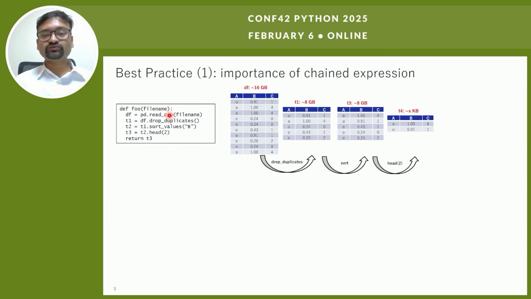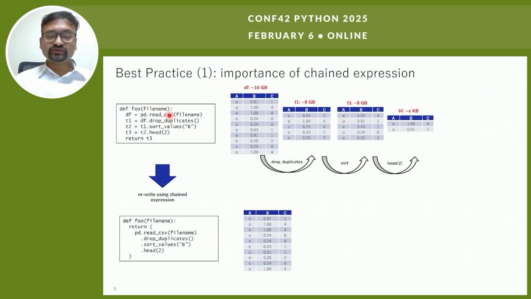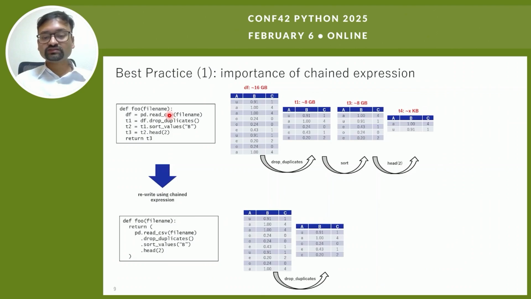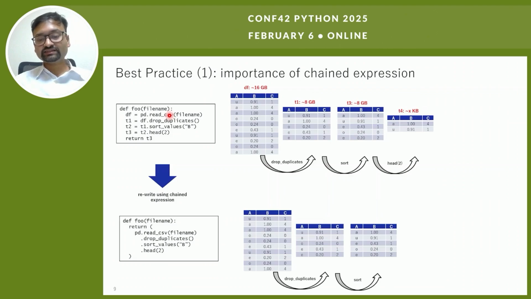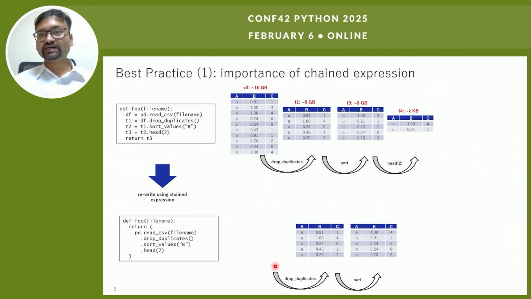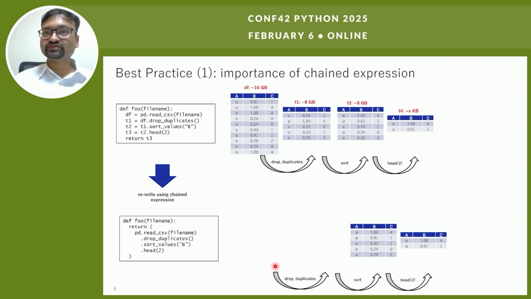What happens when you go for the chained expression? The data is loaded, we remove the duplicates, but now when we apply the sorting, at that moment I only need the input from the drop duplicates side. So I don't need the original data anymore. It will be out of reference and Python can garbage collect it based on its need. In the same way, when I perform the top two, I don't need the drop duplicates result. I only need the sorted result.